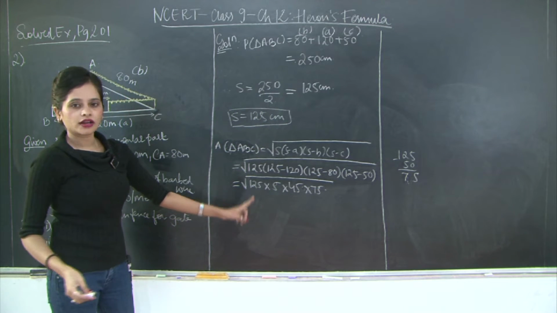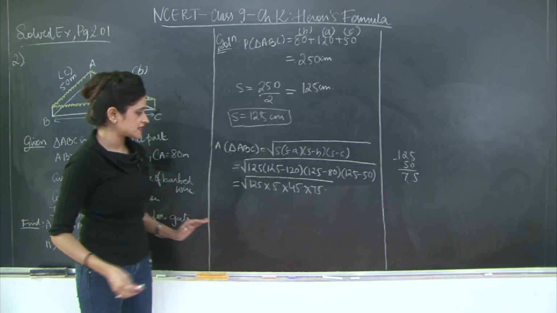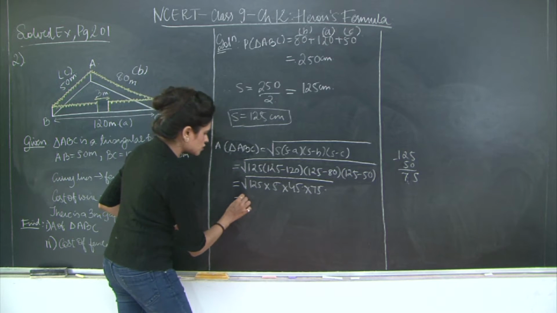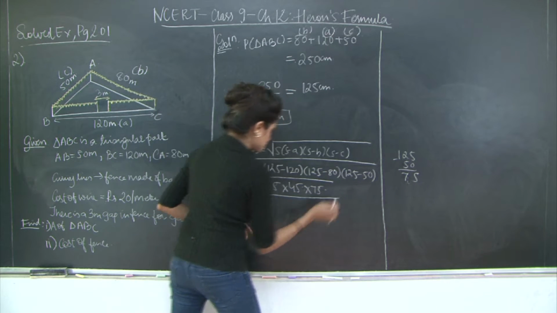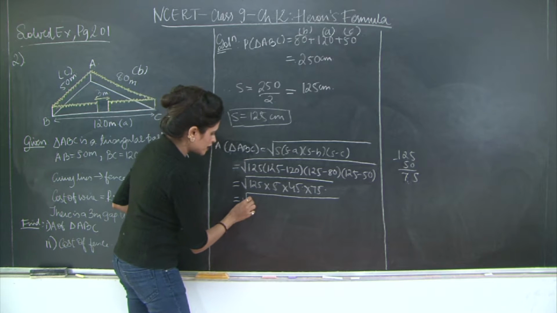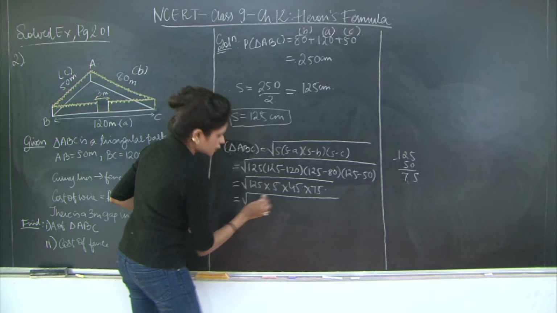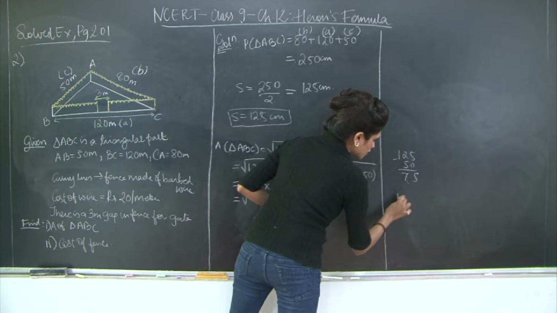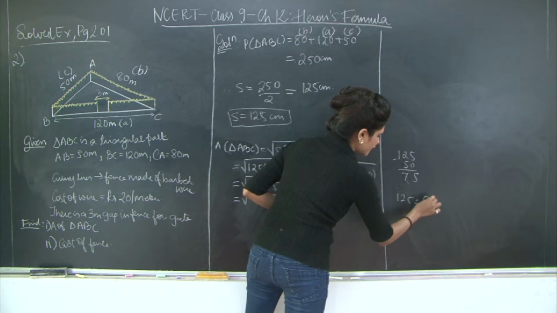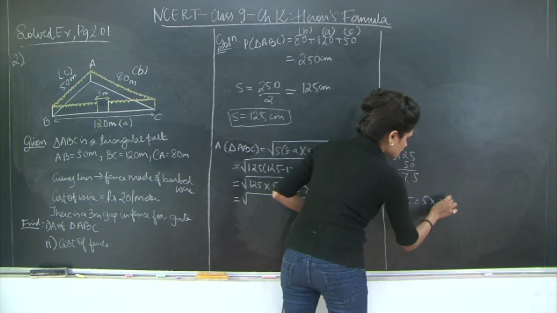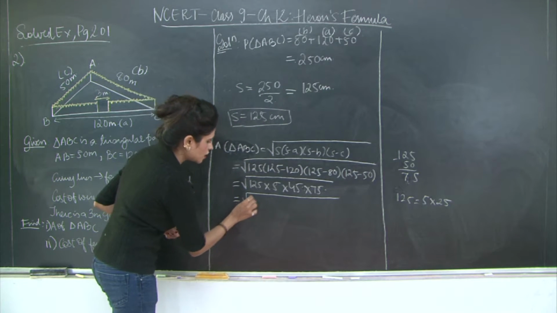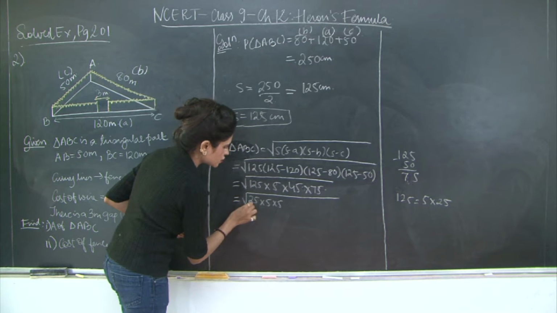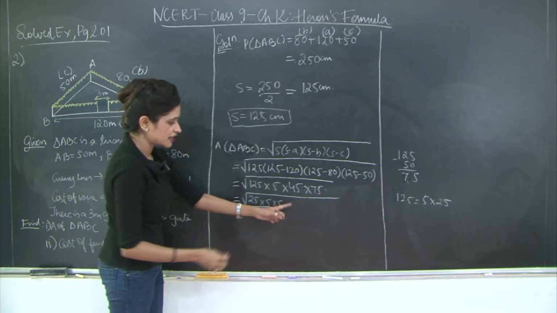So the area of triangle ABC is the square root of these terms. What I am going to do is write these terms in the form of perfect squares or just their factors. So 125 can be written as 5 into 25. 5 1s are 5, 5 2s are 10, 5 5s are 25. So 25 into 5 is 125, and this 5 comes down as it is.